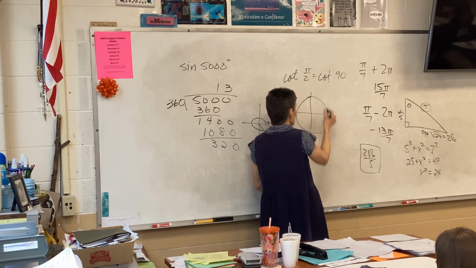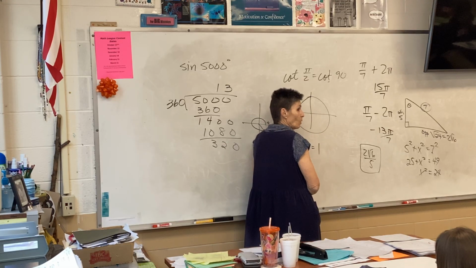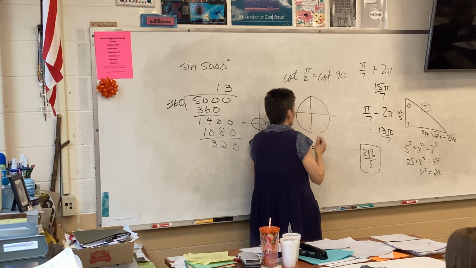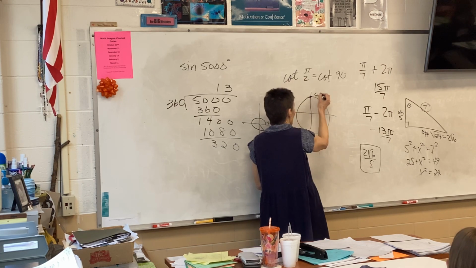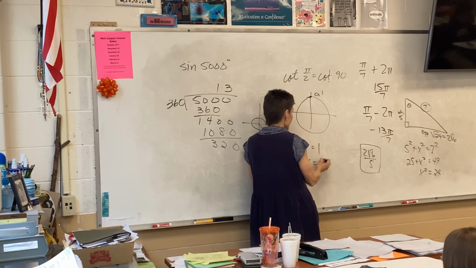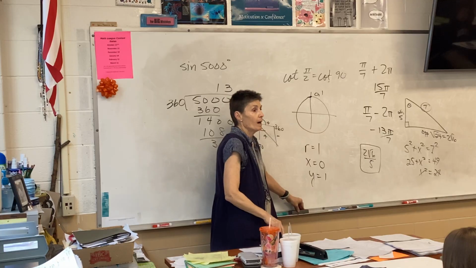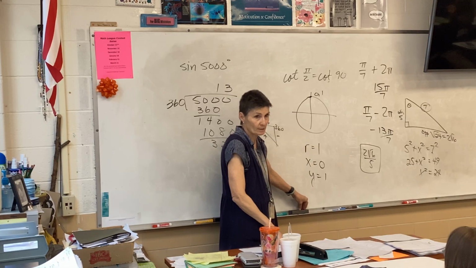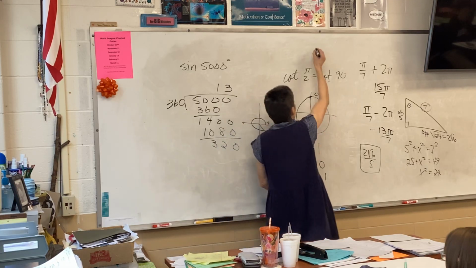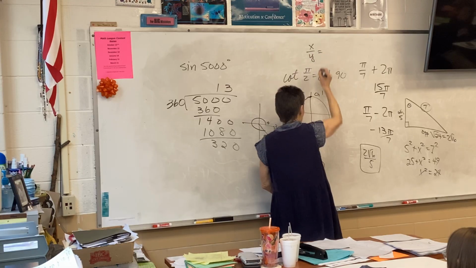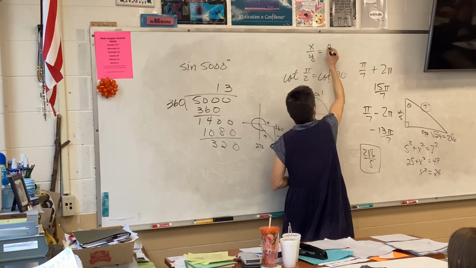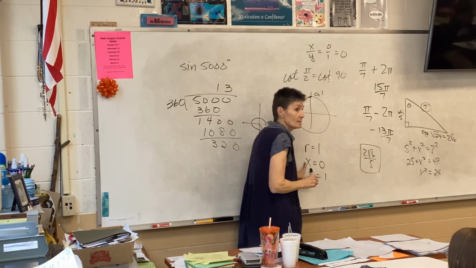So in the unit circle where the radius is 1, what is that point? x is 0 and y is 1. And then cotangent. I want cotangent, which is x over y. So that will be 0 over 1, which is 0.